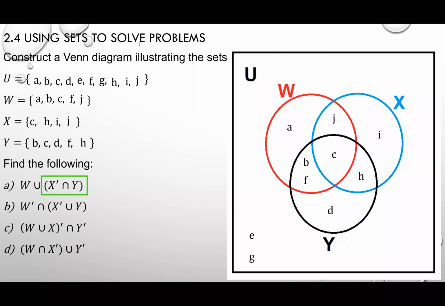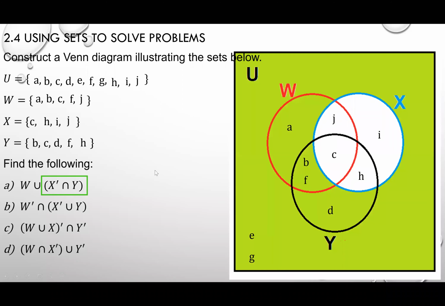So let's take a look at the parenthesis. Do you agree that the parenthesis tells me to give the elements that are outside of X, what is not in X, and also inside Y? So let's take a look at this thing here. Do you agree that the lime green that I highlighted, those are the items outside of X, right? Those items do not touch X, right? Whatever these items are, those are the items outside of X. Now, remember I told you guys the intersection is now within these items.